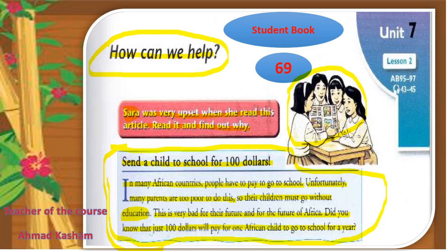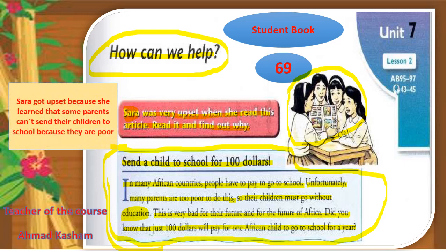Now we have finished this article, and we can answer the question: why did Sarah get upset when she read this article? Because what? She learned, or we can say Sarah got upset because she learned that some parents can't send their children to school because they are poor. Let's now move to listen to their conversation about this.